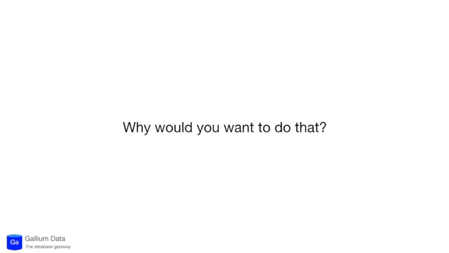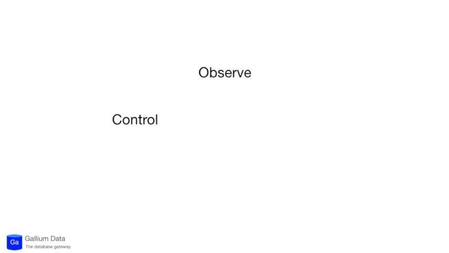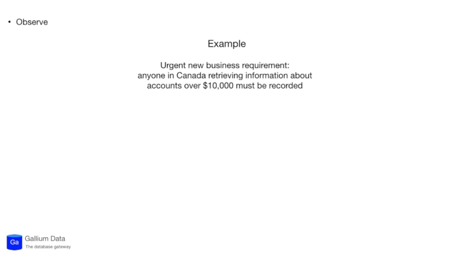So why would you want to do that? To observe, to control, and to transform. Let's take an example. Let's say we have an urgent new business requirement. Anyone in Canada retrieving information about accounts over $10,000 must be recorded. But our existing apps cannot be changed in time, our database cannot be changed in time.